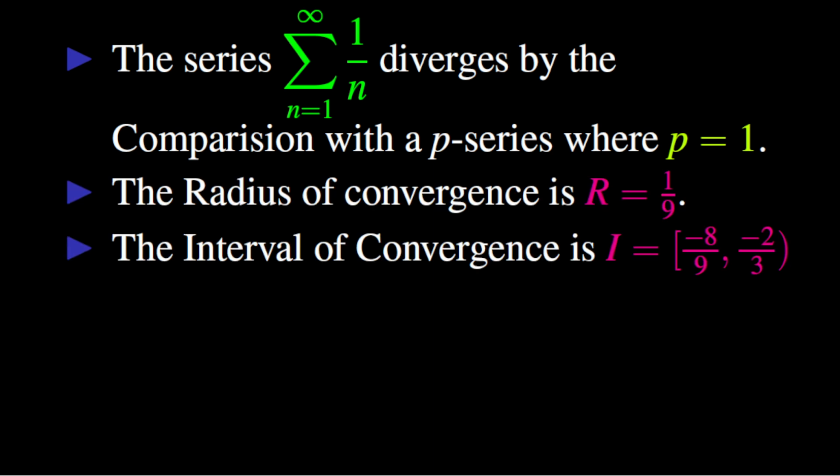In sum, the radius of convergence is equal to 1 over 9. The series converges for x in the half-open interval with endpoints -8 over 9, and -2 over 3.